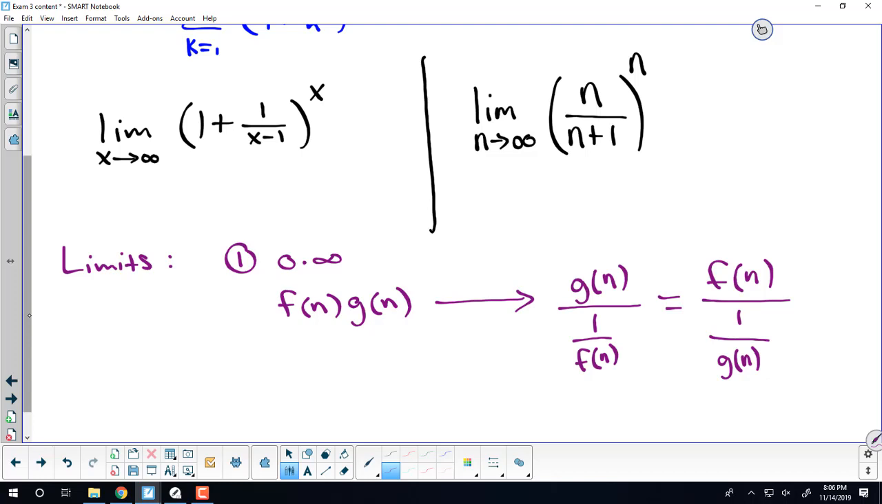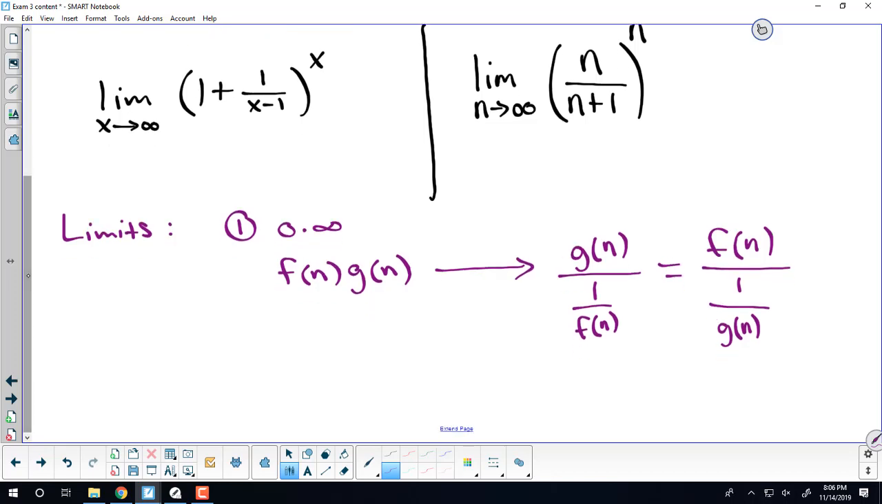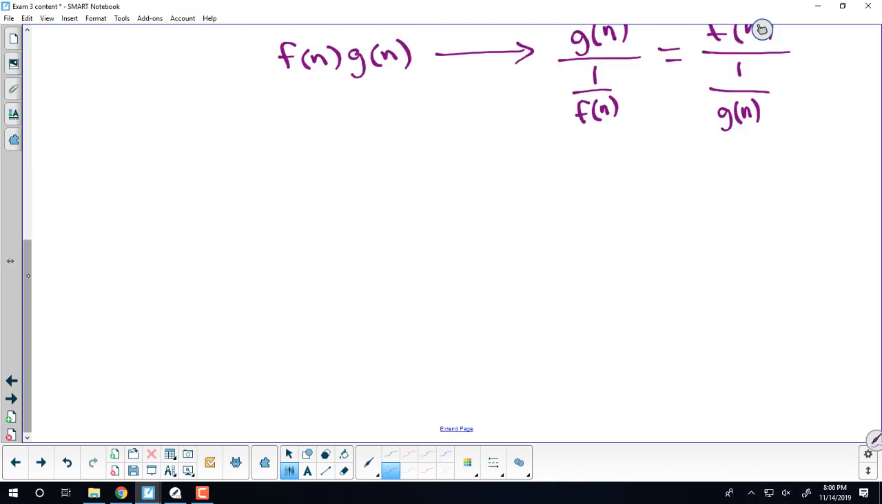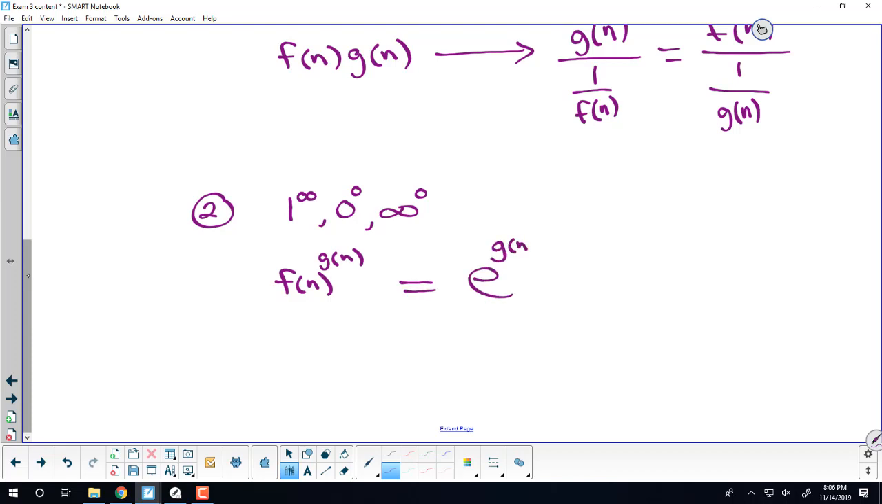The ones that look like n to the n or x to the x are kind of once removed from this process, because those are the ones that look like 1 to the infinity, 0 to the 0, or infinity to the 0. Again, they come from limits that look like f of n to the power of g of n. And these are the ones that we rewrite like this.